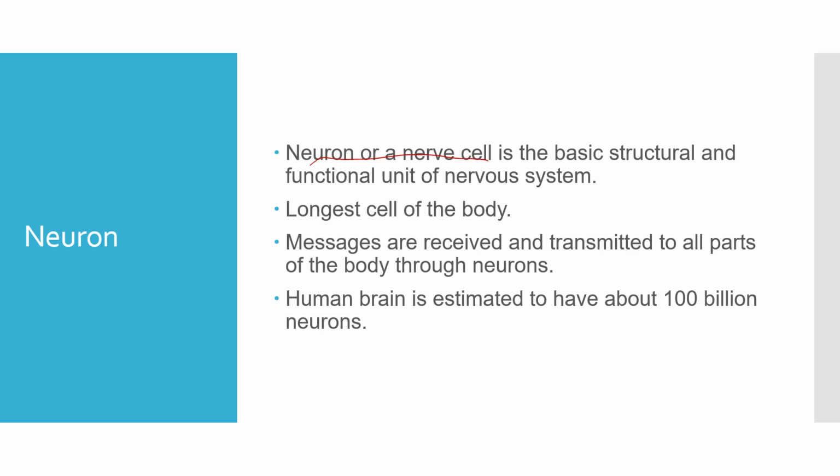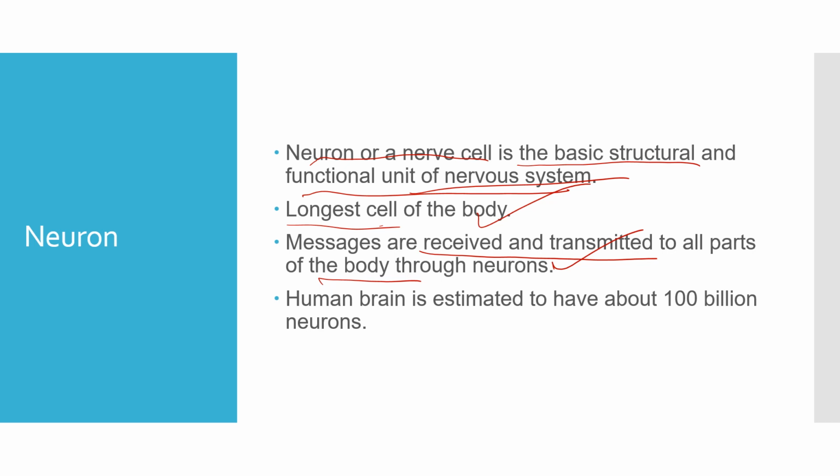Neuron is a nerve cell and is the basic structural and functional unit of the nervous system. These neurons combine together to form a nerve, and it is the longest cell of the body. Messages are always received and transmitted to all parts of the body through neurons.